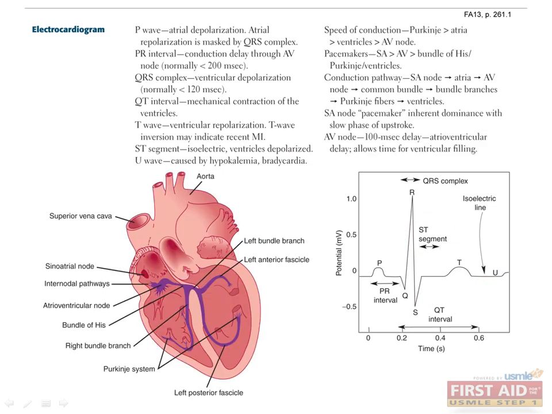Let's also at this point go over the electrical signaling as it travels through the heart. The electrical signal begins at the SA node, travels through the atria, then the AV node, moves through the common bundle and then through the left anterior fascicle. Next, it travels through the bundle branches, moves through the Purkinje fibers, and then finally the ventricles. The SA node is the pacemaker with inherent dominance. The next dominant pacemaker is the AV node, which has a delay to allow for ventricular filling. The conduction speed is highest in the Purkinje fibers next to the atria, with the least in the ventricles.